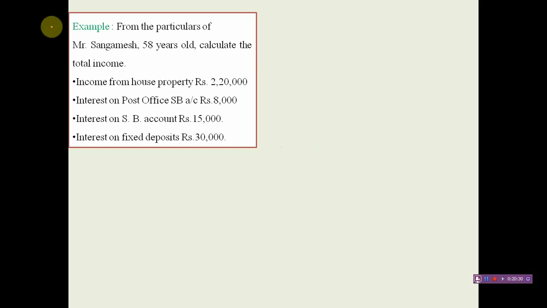Example, from the particulars of Mr. Sangmesh, 58 years old, calculate the total income. They have asked to compute the total income. He has an income from house property rupees 2,20,000, interest on post office savings bank account rupees 8,000, interest on SB account rupees 15,000, and interest on fixed deposit rupees 30,000.